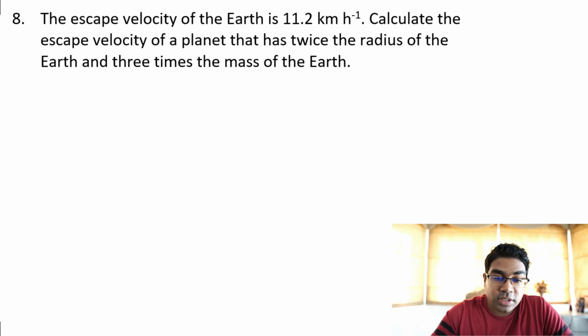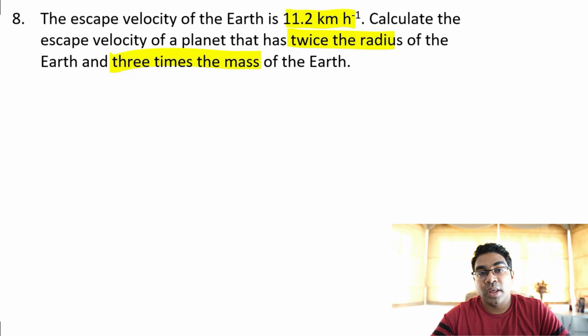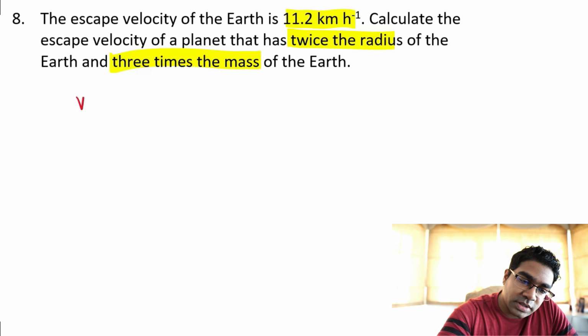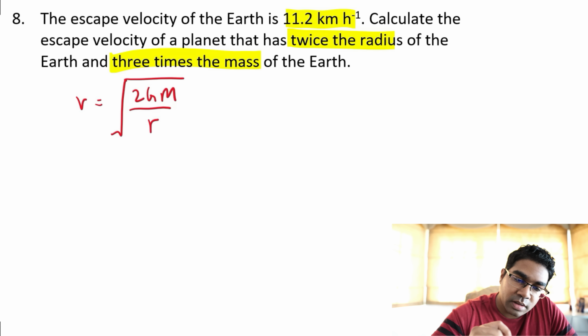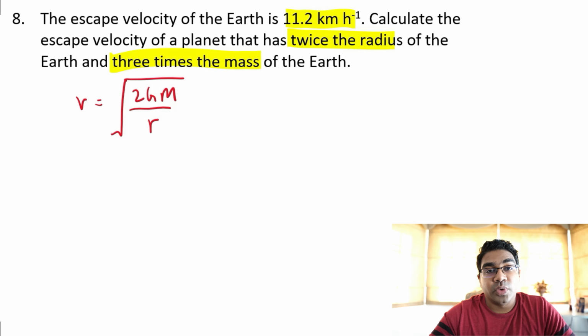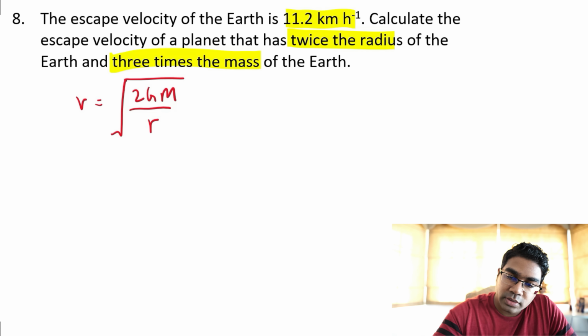8. The escape velocity of the Earth is 11.2 kilometers per hour. Calculate the escape velocity of a planet that has twice the radius of the Earth and 3 times the mass of the Earth. So again, we are going to use relation here. The formula for escape velocity is V is equals to square root of 2GM over R. So once again, R is the distance between the two centers of mass. So here we have the relation. We are looking at a change in radius and mass, and we are looking to find the new escape velocity.